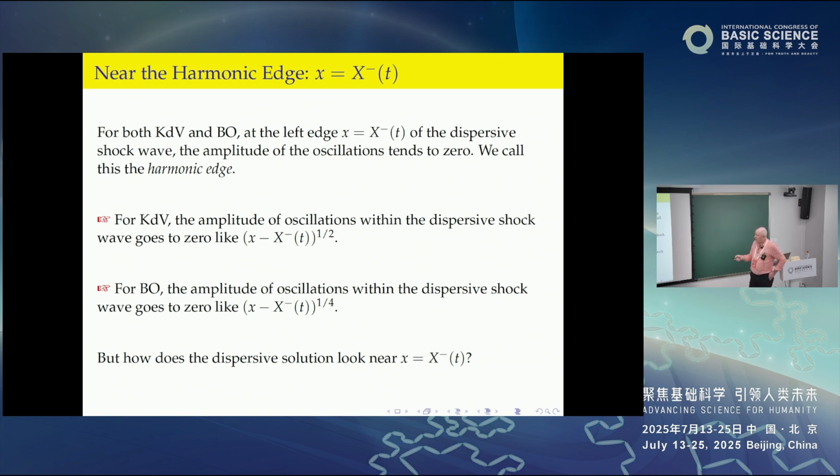So for KdV, if you look at the small dispersion profile coming out of some kind of variant of this Lax-Levermore stuff that's been beefed up to capture the strong asymptotics, you discover that the amplitude of the oscillations goes down like a square root at the edge of the zone, right as you approach that harmonic edge. But for Benjamin-Ono, when you redo the calculation using the formulas that I just discussed, you get a 1/4 root instead. So it's a much sharper jump down to 0 amplitude for Benjamin-Ono than for KdV. But you still may wonder, how does the dispersive solution behave close to this harmonic edge?